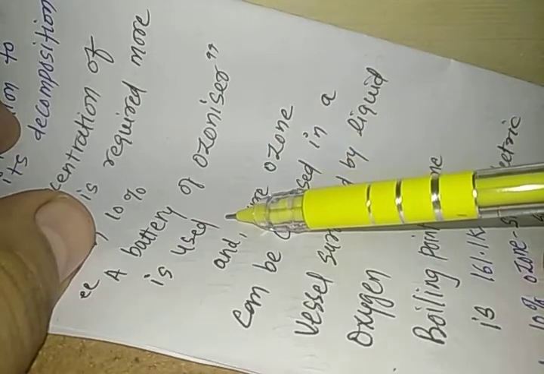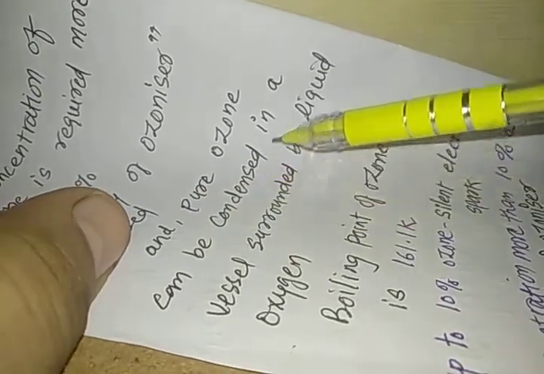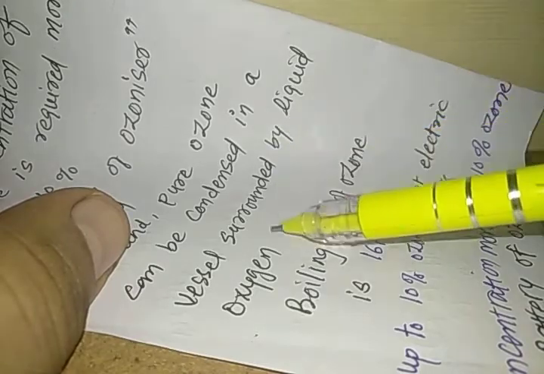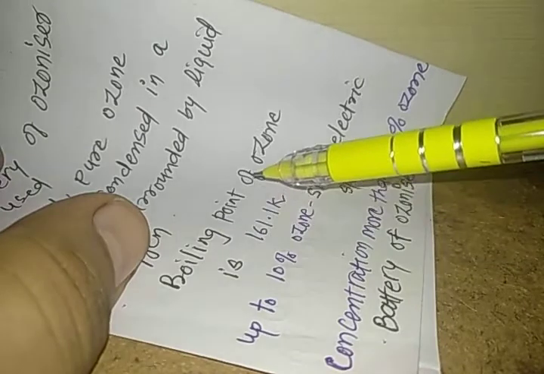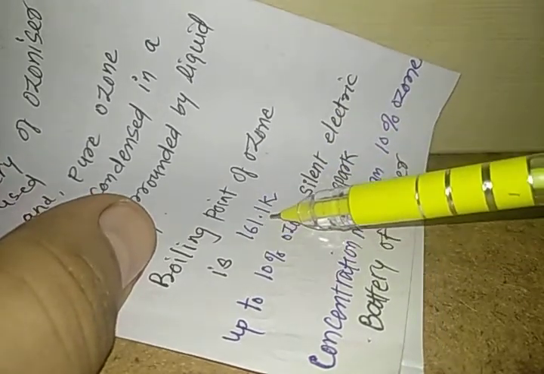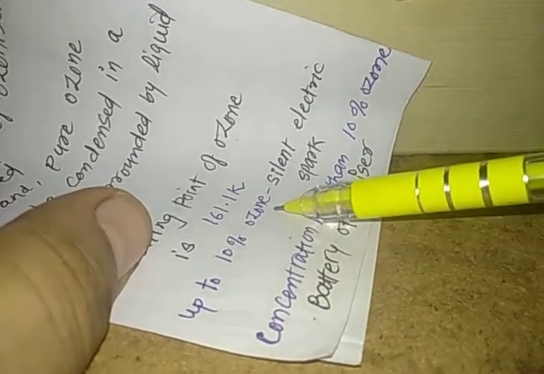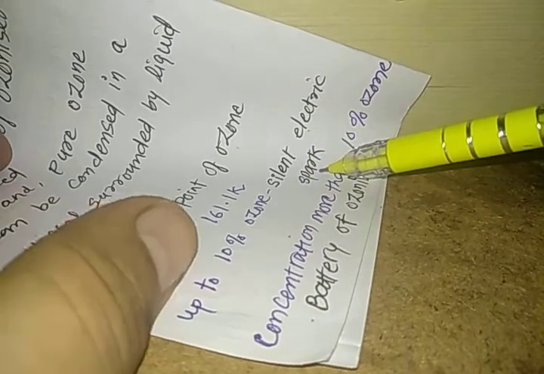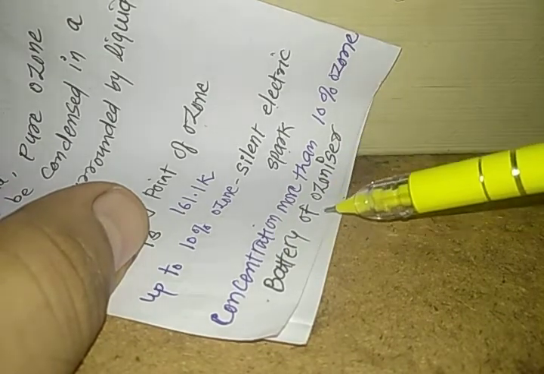If a concentration of ozone more than 10% is required, a battery of ozonizers is used. It is a device for the production of ozone, and pure ozone can be condensed in a vessel surrounded by liquid oxygen. So this is how we can understand about ozone, and ozone is produced in more than 10% concentration. The boiling point of ozone is 161.1 Kelvin. If we need up to 10% concentration of ozone, we should use silent electrical discharge. But if we want a concentration of more than 10% ozone, we should use the battery of ozonizers.